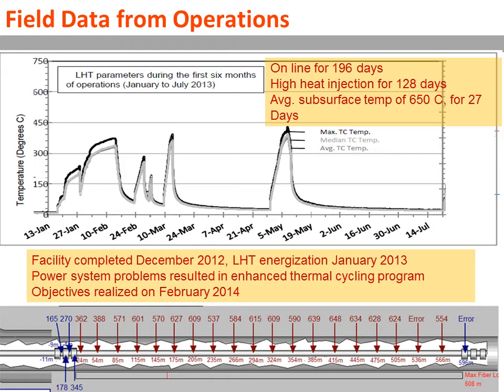of high heat injection with an average temperature of 650 C for 27 of those days. So this was where we went in and looked at the T-maxes and cycled back and forth, and then after this was when the 128 days of high heat injection was used. And you can see on the bottom here the temperatures along the heater are fairly even.